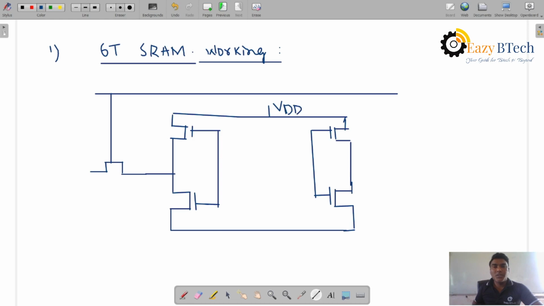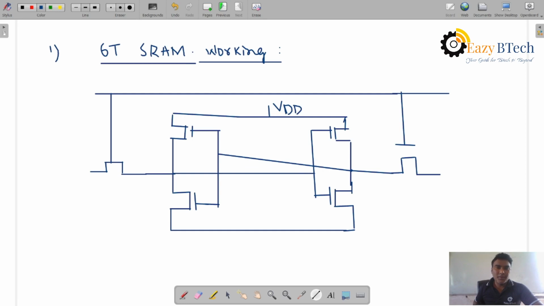After this, from here to here we can connect one transistor, a complemented transistor. From here to here, and then to this other inverter. This one is a CMOS inverter, back-to-back inverter. The above one is PMOS, the below one is NMOS, above one is PMOS, below one is NMOS. Here we are applying the bit data.